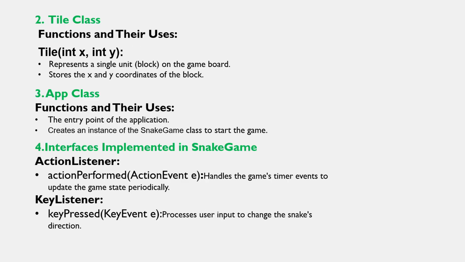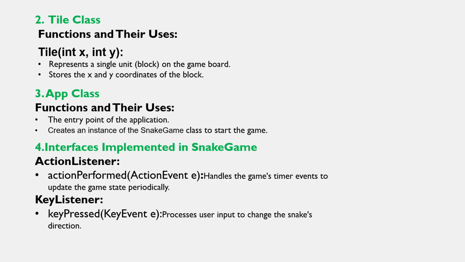The next class is the tile class. What are the functions of the tile class? It represents a single unit block on the game board and stores the x and y coordinates of the block. The next class is the app class. What are the functionalities of the app class? It is the entry point of the application and creates an instance of the snake game class to start the game. Some interfaces are used here, which are ActionListener and KeyListener.